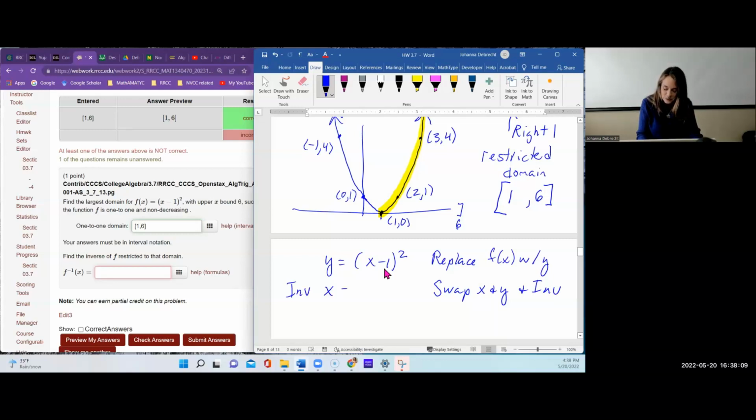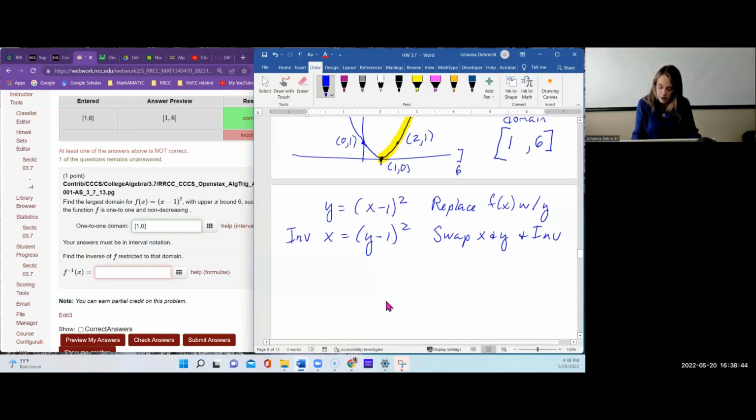You think that wouldn't happen to you, but it does happen every semester to somebody if they don't label. Please, please label. It gives me a chuckle, but it doesn't do anything for your grade. Okay, when we get to here, what do we do next? Well, I've restricted this to a one-to-one section, so I know the inverse will also be a function. The yellow portion does pass the horizontal line test. I need to solve for y. Then I can apply the square root property.